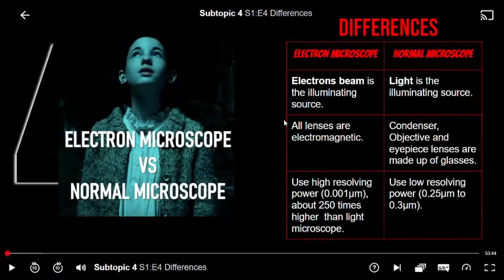Electron and normal microscope. The electron microscope uses an electron beam while the normal one uses light. For lenses, EM uses electromagnetic lenses, and the normal one uses condenser, objective, and eyepiece lenses made of glass. The resolving power of EM is 0.001 micrometer, while for the normal one it is 0.25 to 0.3 micrometer.